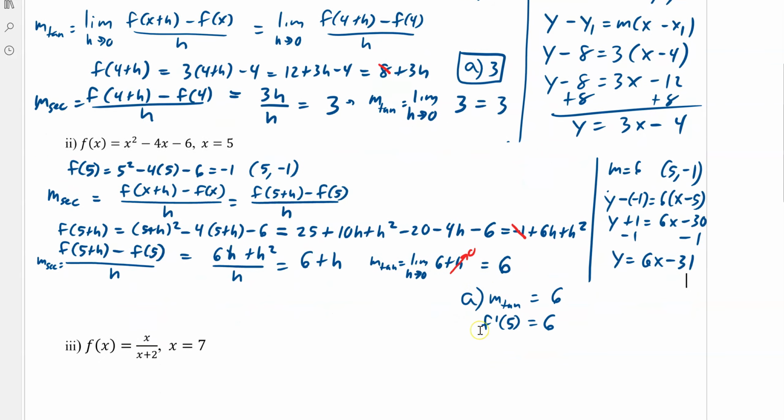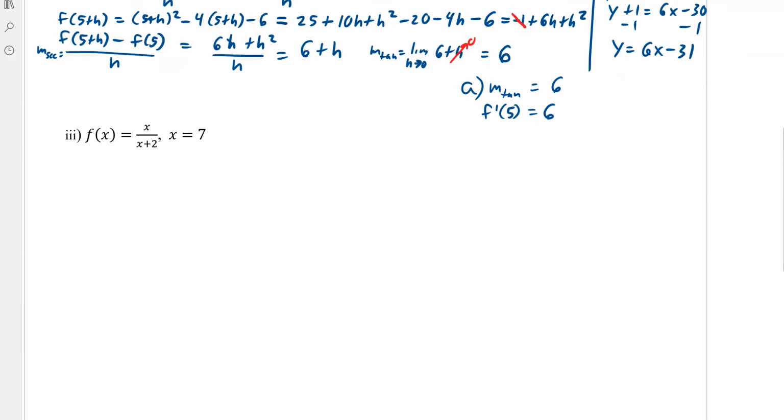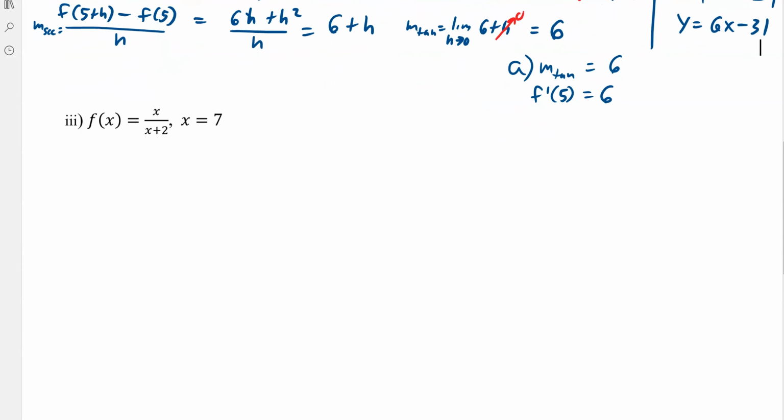All right, the last one is our rational function. I need to show you how to do those as well. And then the next video after this will show you how to rationalize the denominator with radicals. So we're going to first again find out what f of 7 is. So 7 over 7 plus 2, that's 7/9. So we end up with 7 comma 7/9.